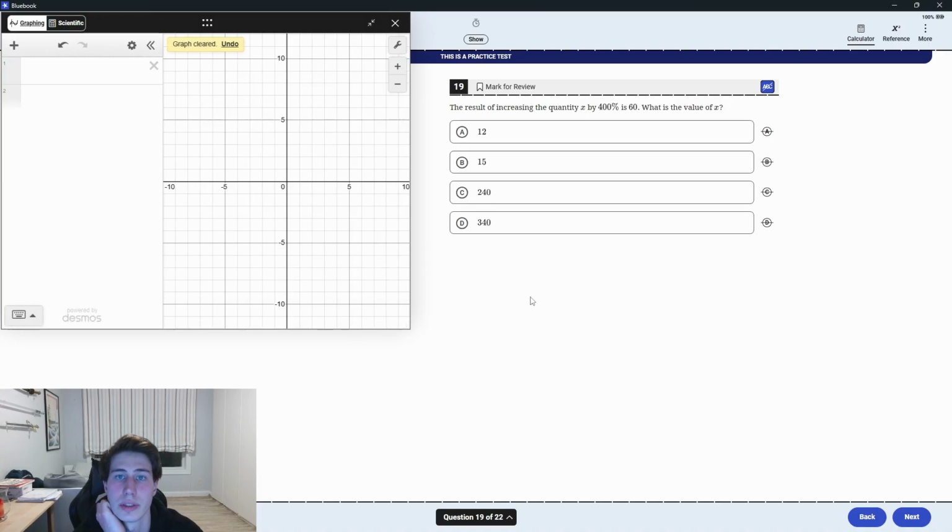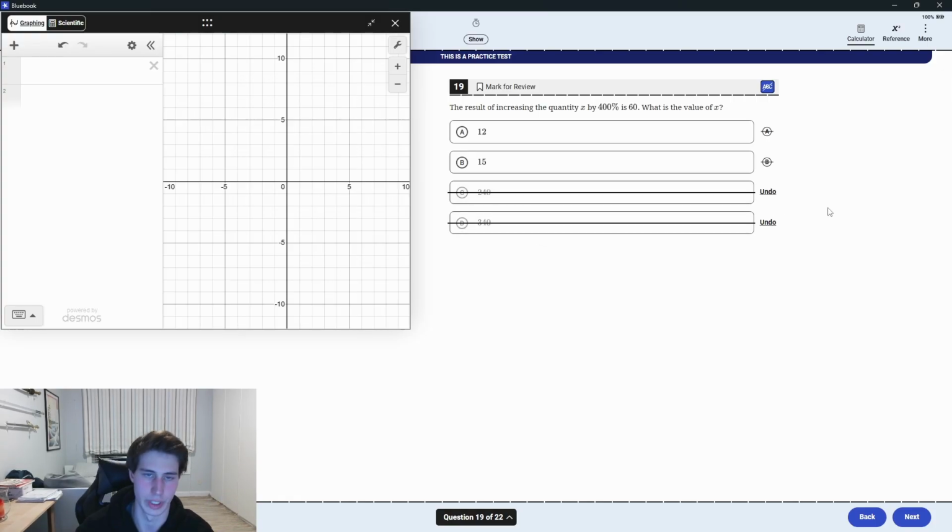Number 19. The result of increasing the quantity x by 400% is 60. What is the value of x? So we know C and D are automatically wrong just right off the bat. And this is actually a very common trick question on the SAT. It's not asking what is 400% of 60, as in what number x when increased by 400% is 60. It's asking when you're increasing x by an additional 400%. So when you're adding on 400% of x to the original x, that gets you 60. So what's the value of x?